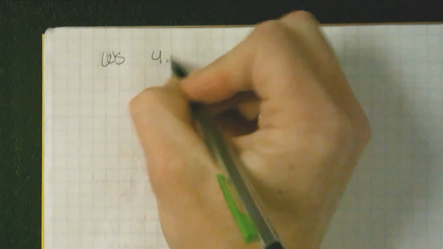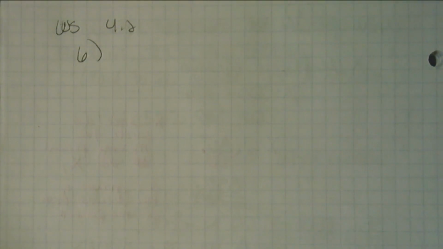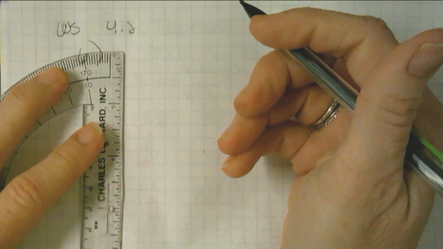So worksheet 4.2, number 6. All right, so number 6 gave us these two shapes. All right, I am definitely giving these to you again. All right, so please make sure you're paying attention to this.